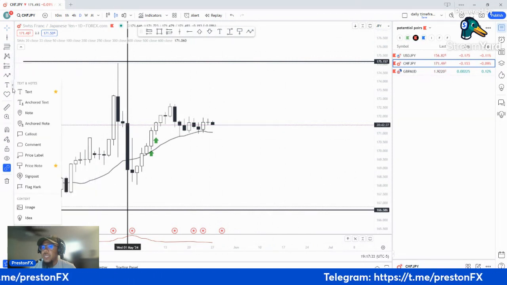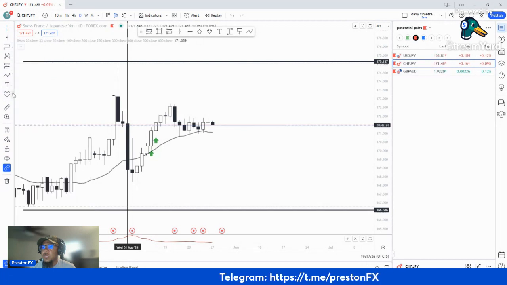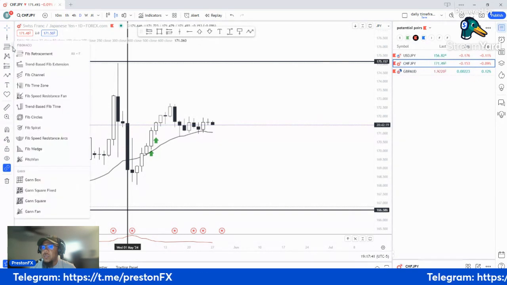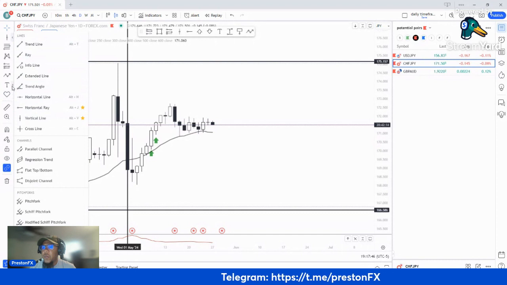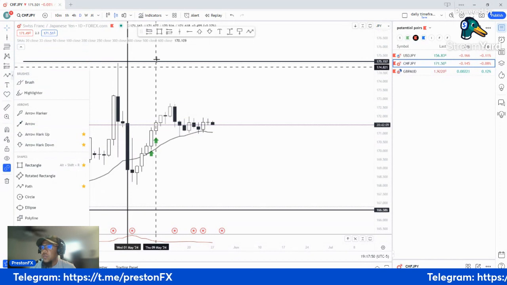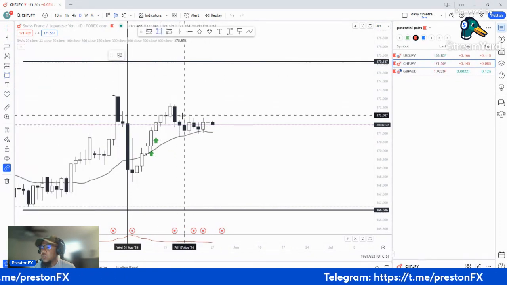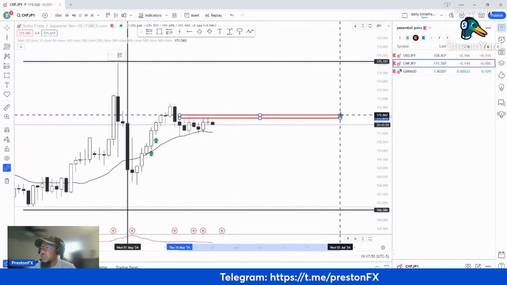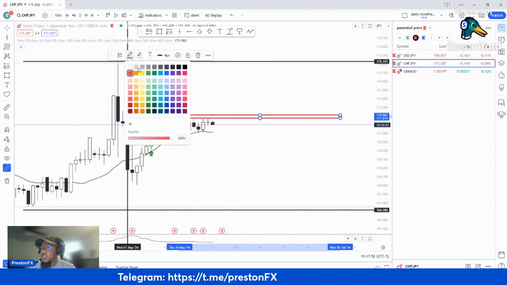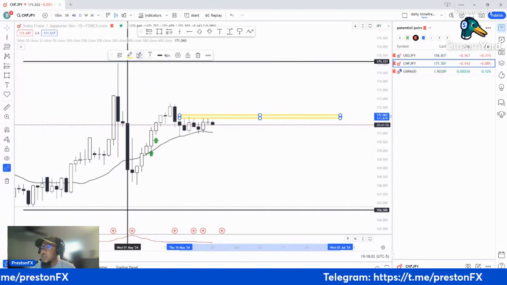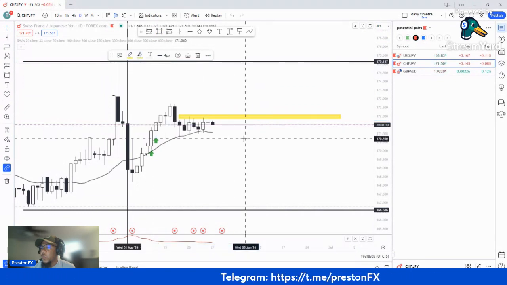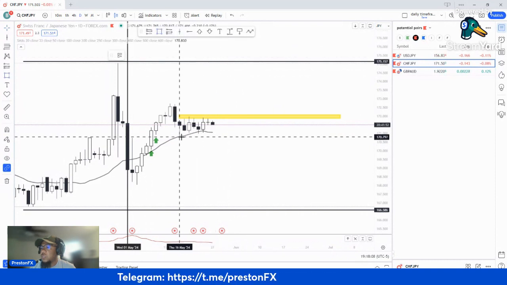Where is my handy dandy tool? Let's see. Where's my box? It's not up here. Let's see where my box is at. Here we go, rectangle box. So this is what we're looking at right here. All right, and then there's another one right here.